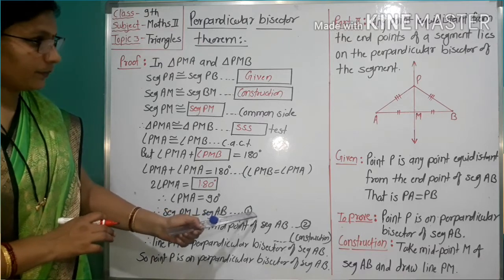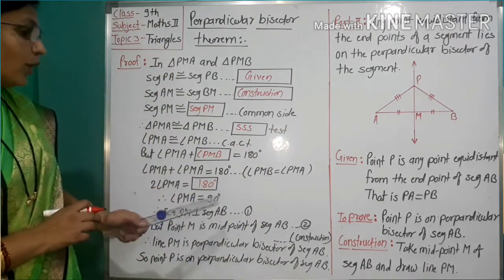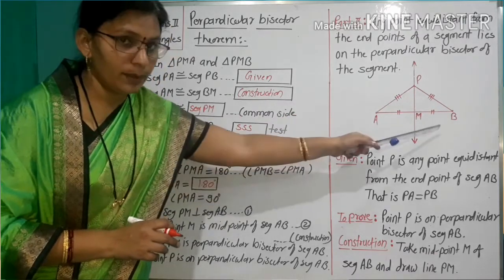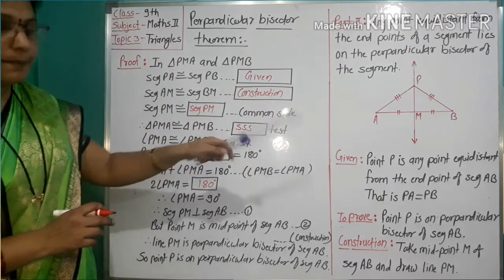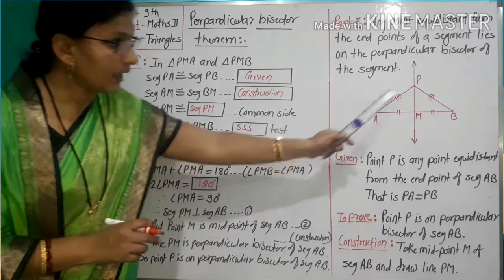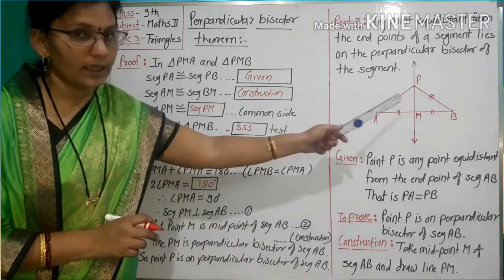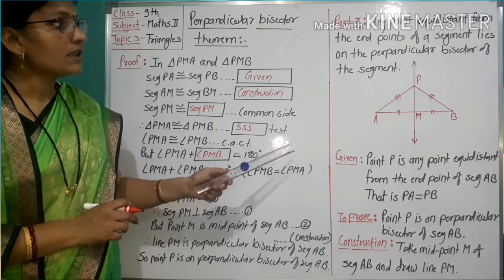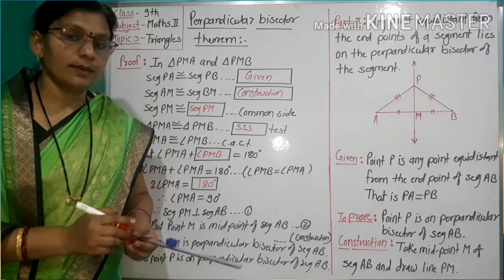This is first: PM is perpendicular to segment AB. But it is given that point M is the midpoint of segment AB. This PM is perpendicular to AB. M is the midpoint of AB, which means line PM is the perpendicular bisector of segment AB, which means point P is on the perpendicular bisector of segment AB. Hence we prove that any point equidistant from the endpoints of a segment lies on the perpendicular bisector of the segment.